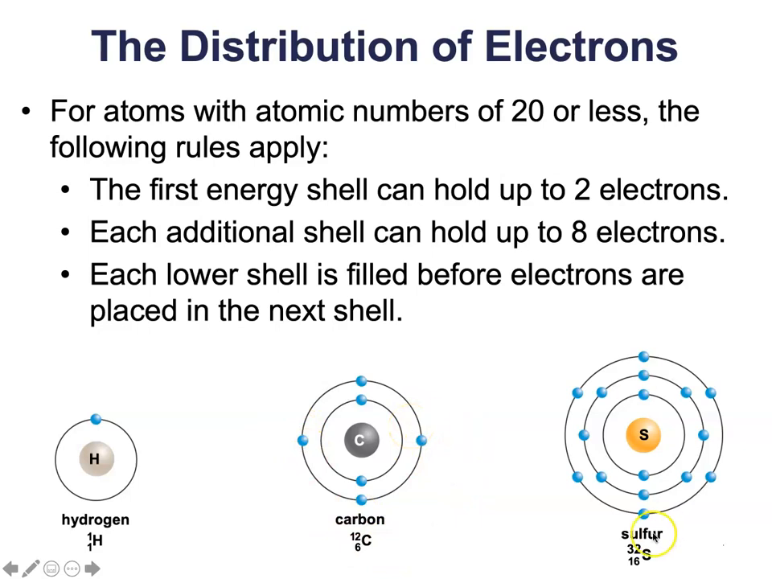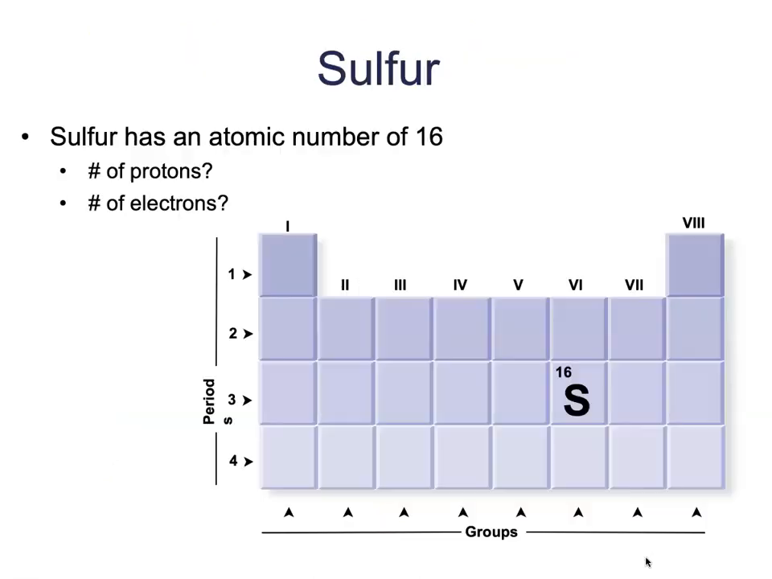Sulfur, on the other hand, is going to be a bit larger. Sulfur has an atomic number of 16. So if we have an atomic number of 16, that means we have how many protons? We're going to start off, here's an example. So sulfur has an atomic number of 16. So how many protons do we have?